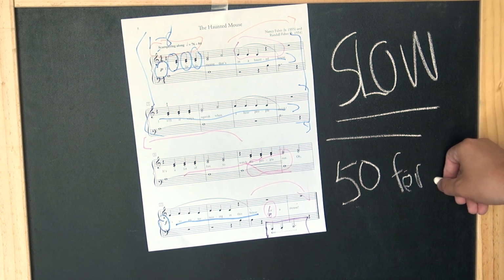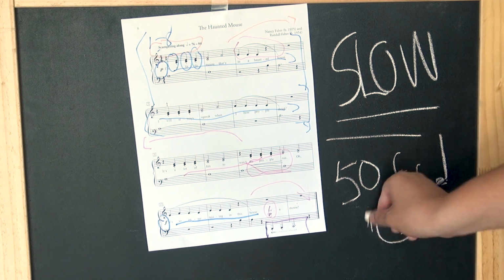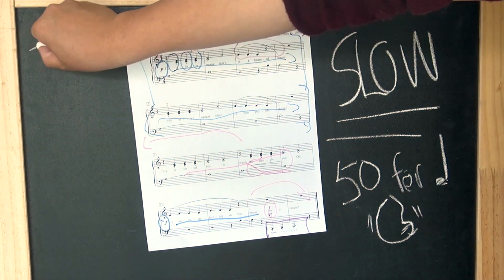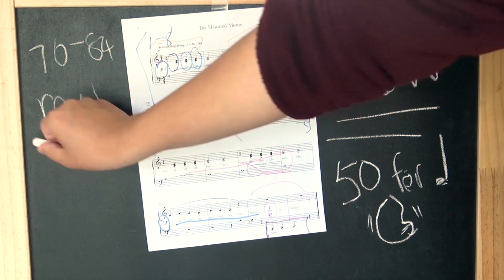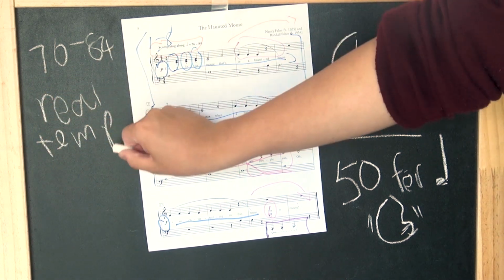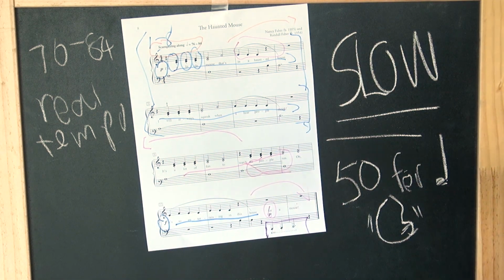Somewhere around 50 beats per minute for quarter notes will be fine. If you mess up anywhere, do not move ahead and actually stop and learn it. And then bring it up to the real tempo of 76. And if you want, even 84 beats per minute for half notes.